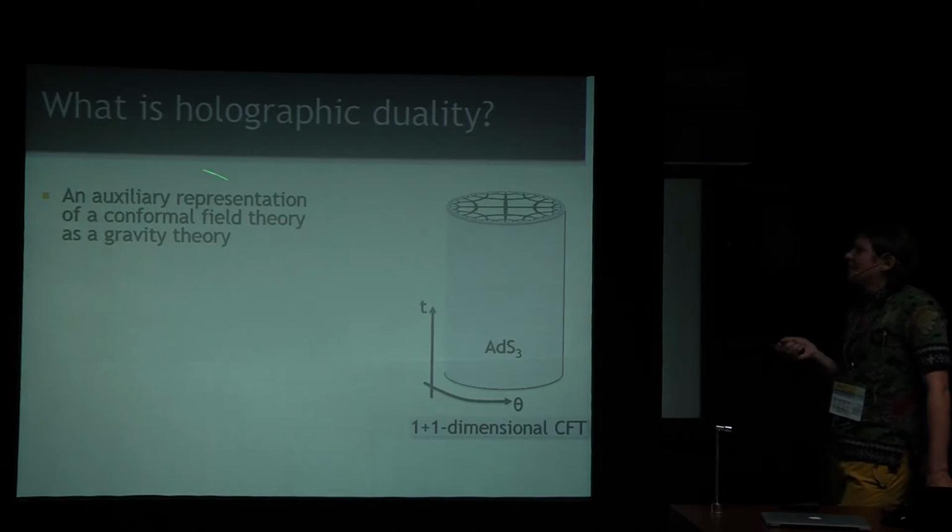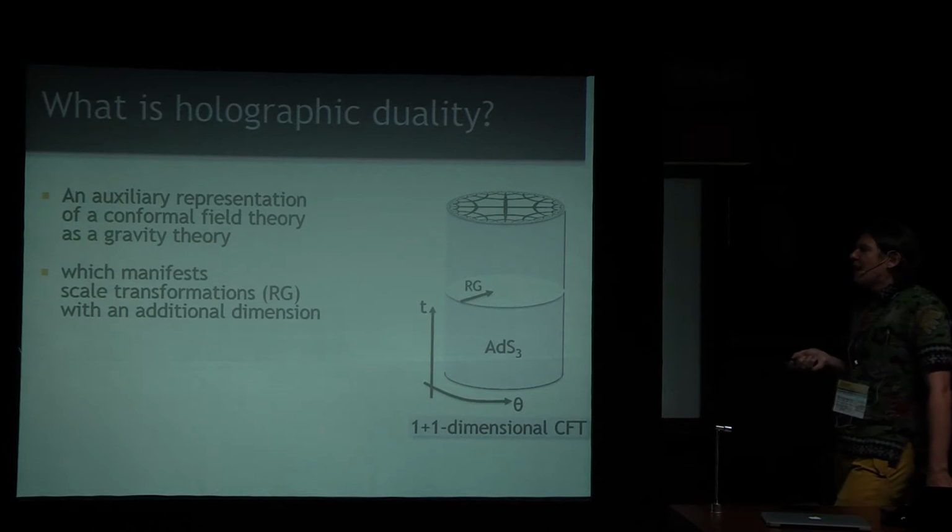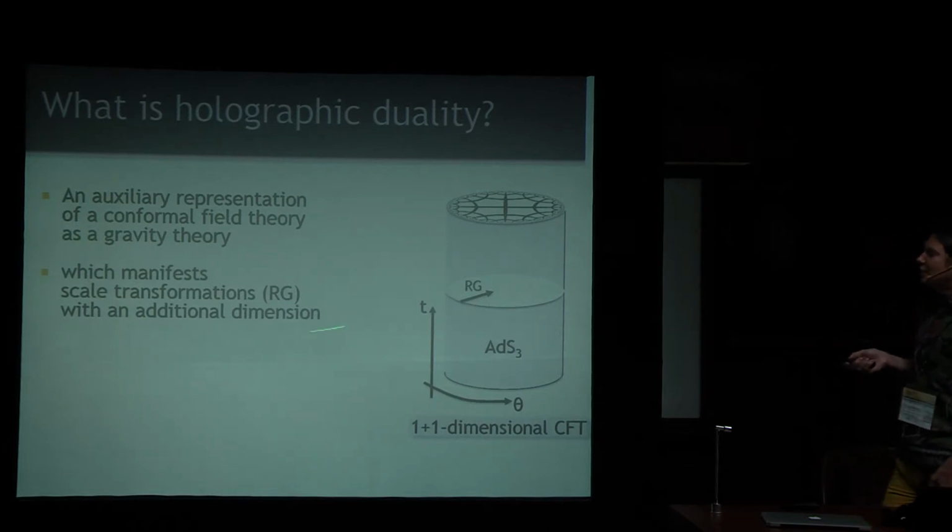So what is it? It's an auxiliary representation of a conformal field theory, which happens to involve gravity, and which manifests scale transformations with an additional dimension. That's the radial dimension in AdS.